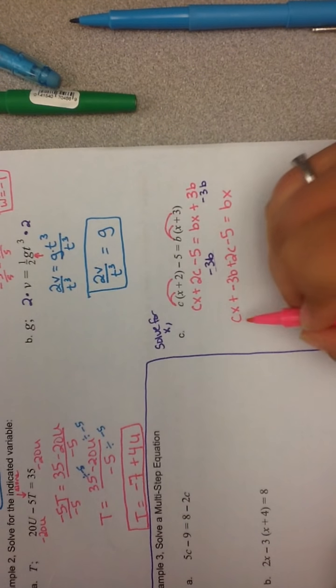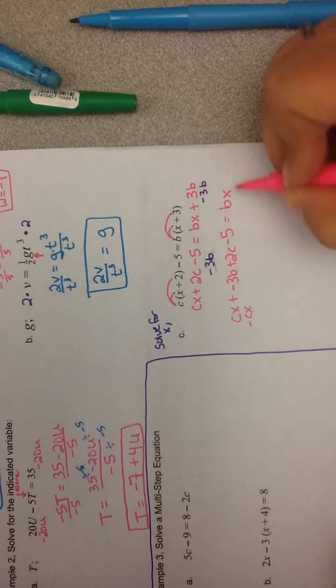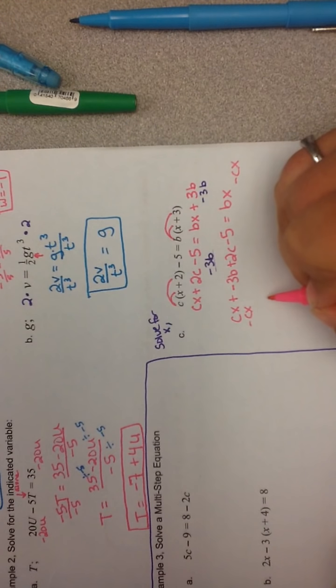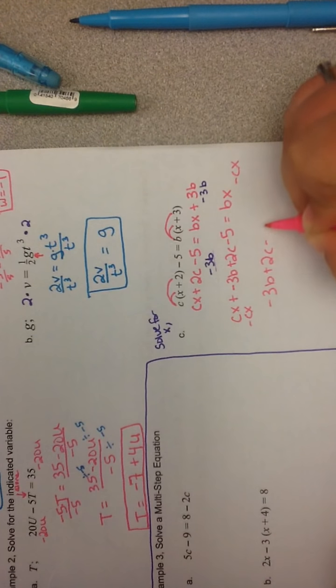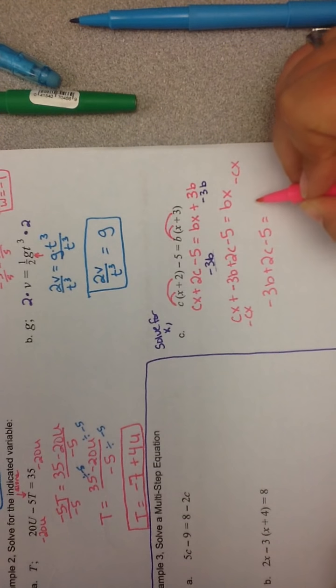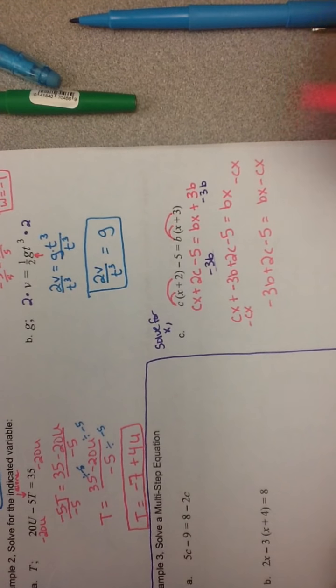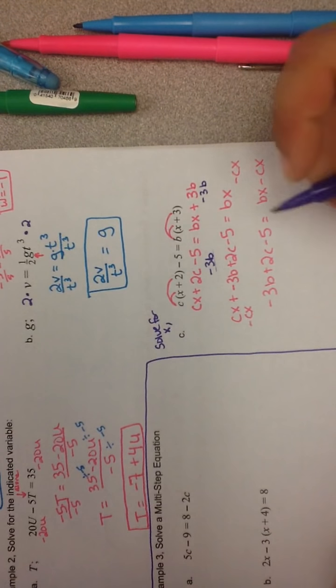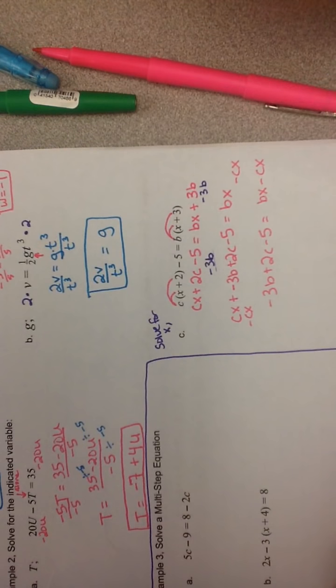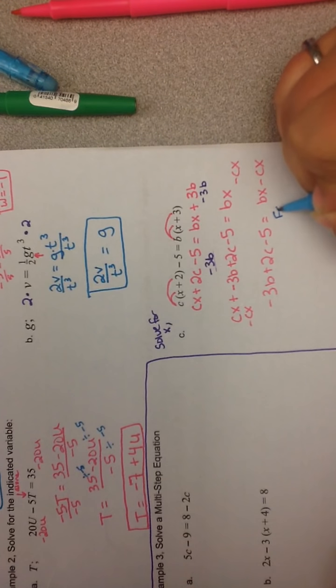Now I want both of my x's on the same side, so I'm going to move this over here now. And the reason why I need both of my x's on the same side is because since there's two terms with x's, I need to factor that out. Okay, so we need to factor out the x.